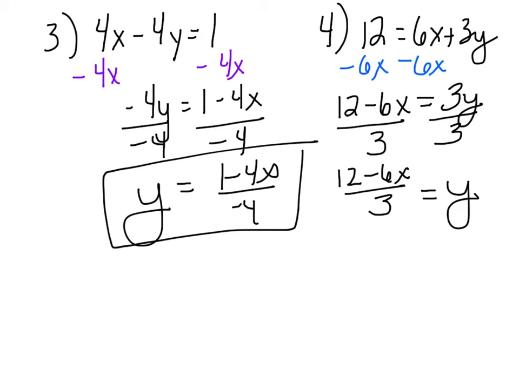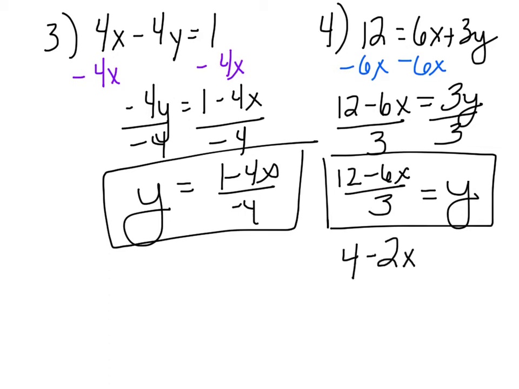Now, you can leave that as your answer, but I'm going to show you one way to simplify this. You can take 12 and 6 and divide it by 3. 12 divided by 3 gives you 4. Negative 6 divided by 3 gives you negative 2x. So if you wanted to write it like that as well, you could.